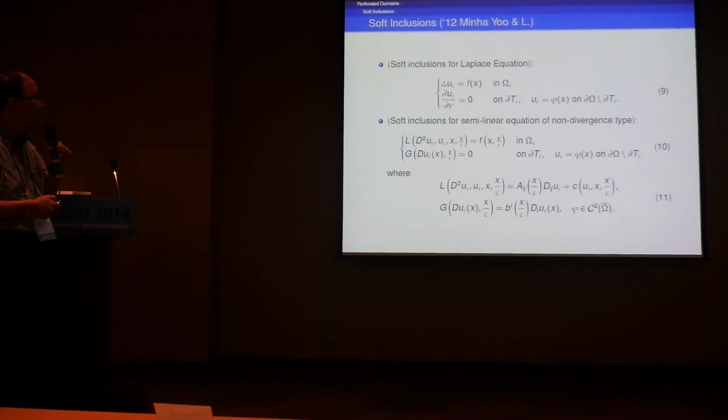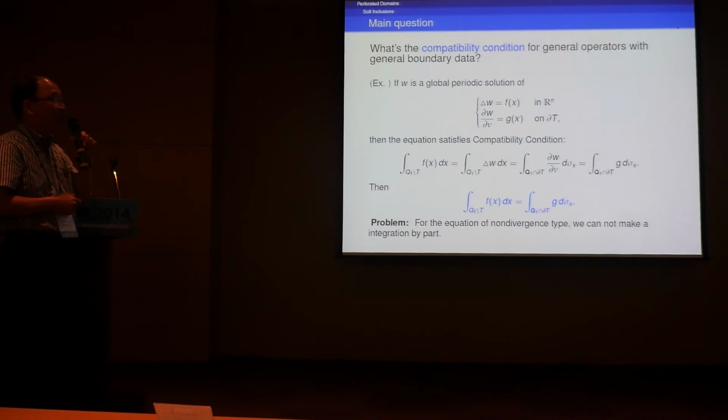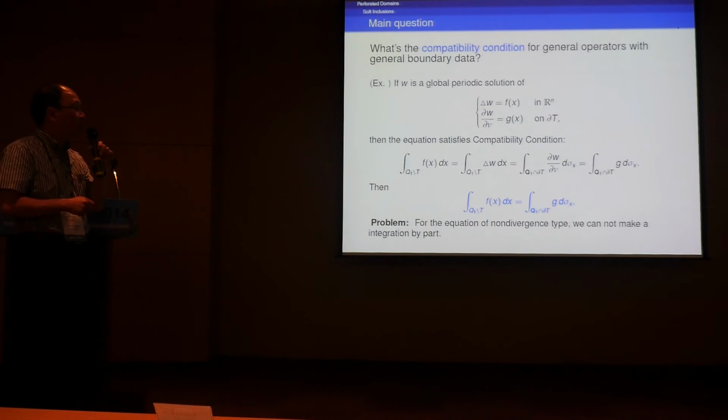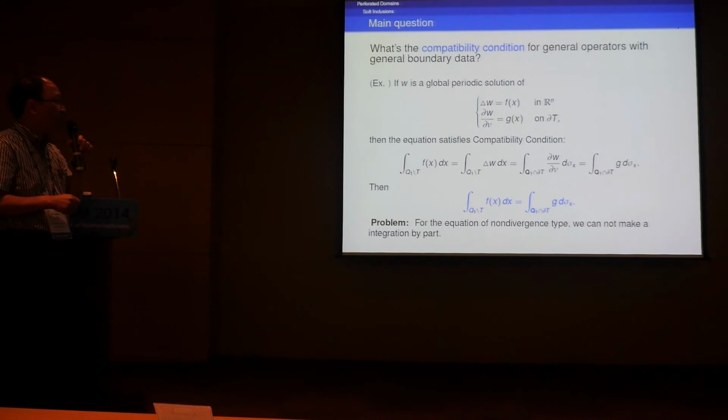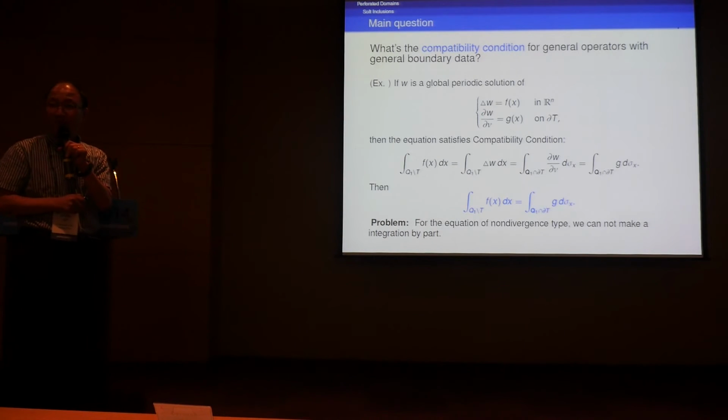So that is the compatibility condition. So for the Laplace Neumann boundary value problem, let's say you want to find a periodic bounded solution with this Neumann boundary value problem, then there is a compatibility condition. So you take an integral over the right hand side and the Laplacian, integration by parts and so on, you end up with this condition. And if you have this condition, then you have a bounded periodic solution. So that is the standard compatibility condition, as you know.